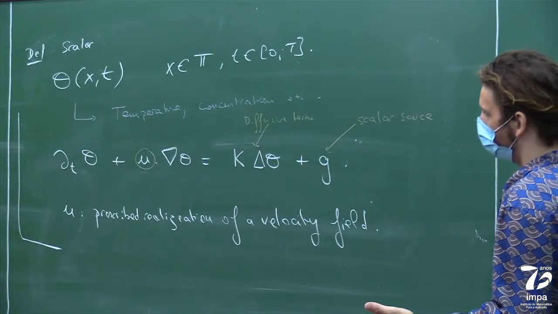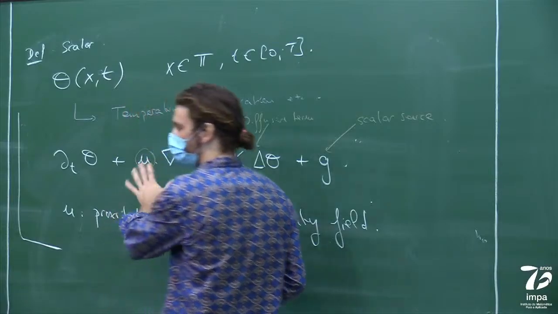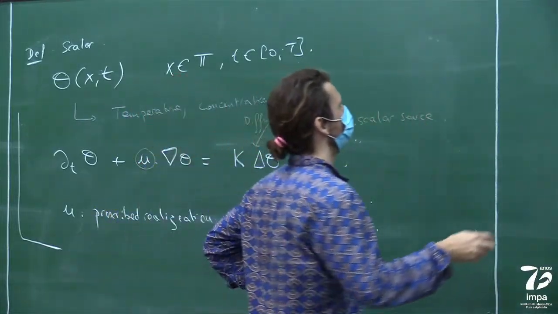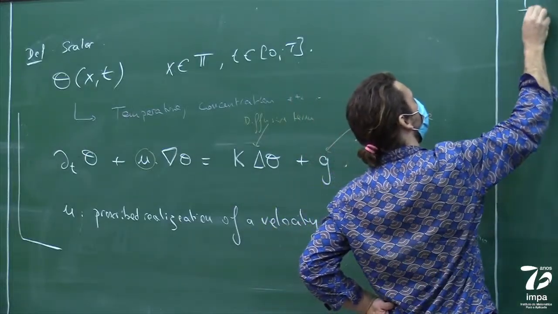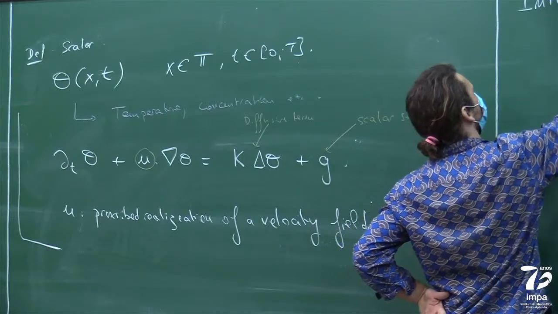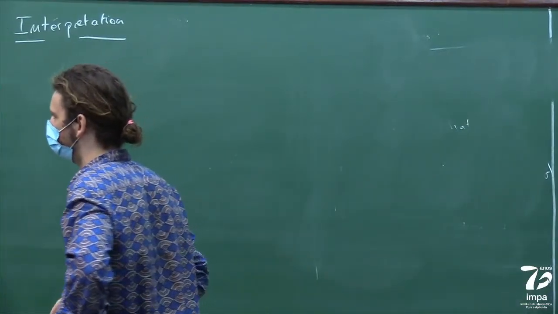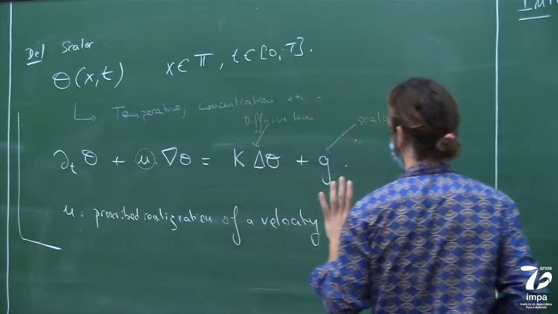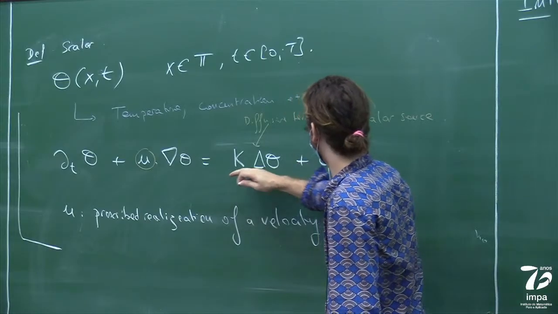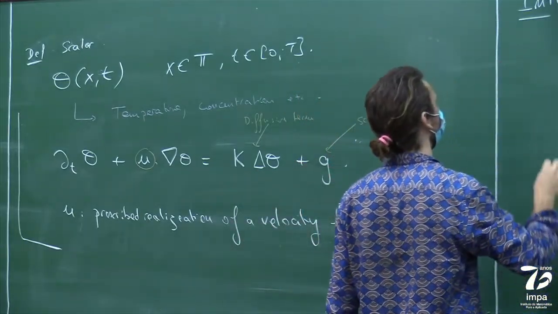So the easy interpretation of this equation is the following. So let us first take the diffusive term and the source equal to 0.